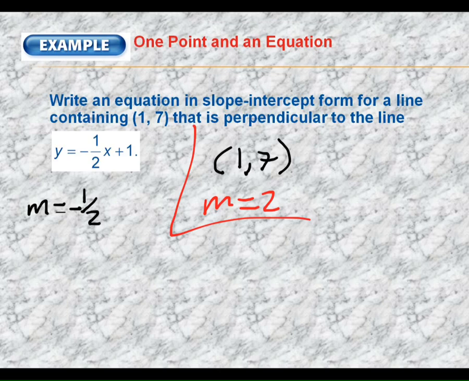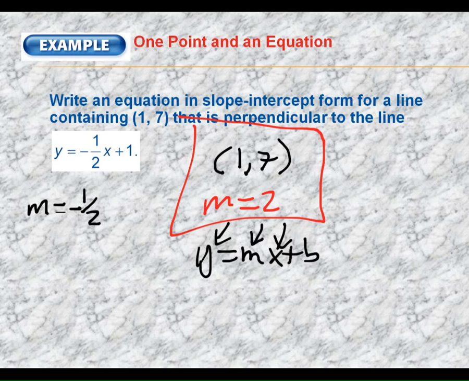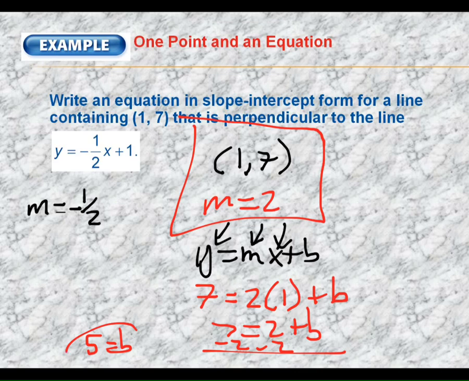So that means I'm going to use this piece of information to write my slope-intercept form. I have my m, I need the b. In y equals mx plus b, I'm going to plug in y, m, and x to find b. Well, y is 7, m is 2, x is 1, 2 times 1 is 2. Move that 2 to the other side by subtracting it. 7 minus 2, b is 5. So I have my slope, I have my y-intercept, I can write the equation. y equals 2x plus 5.